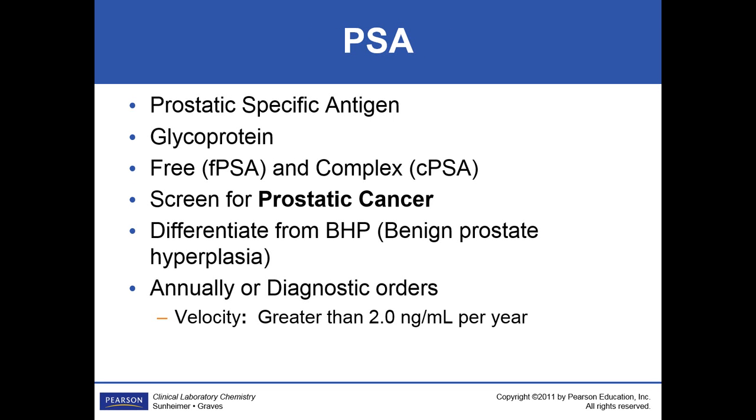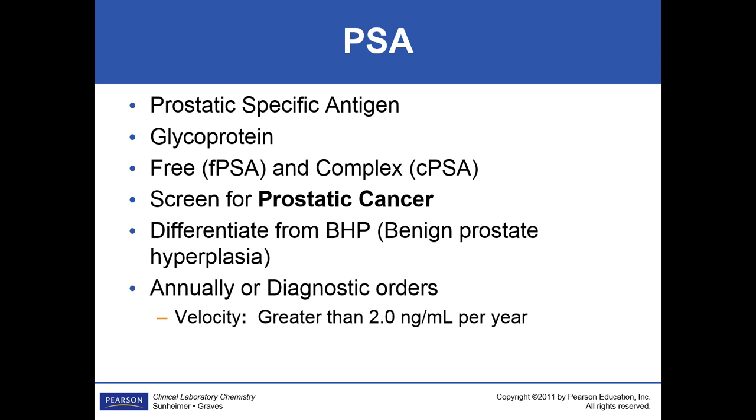PSA is prostatic specific antigen. So this is a case where we're doing an immunoassay. The antigen-antibody complex, for the patient's element, is the antigen. It is a glycoprotein. We do have a free and a complex portion. If we can measure the free rather than the complex, that's even more specific. It is used for screening for prostatic cancer. There is a condition of benign prostate hyperplasia. This will help us to differentiate between cancer and this benign state.